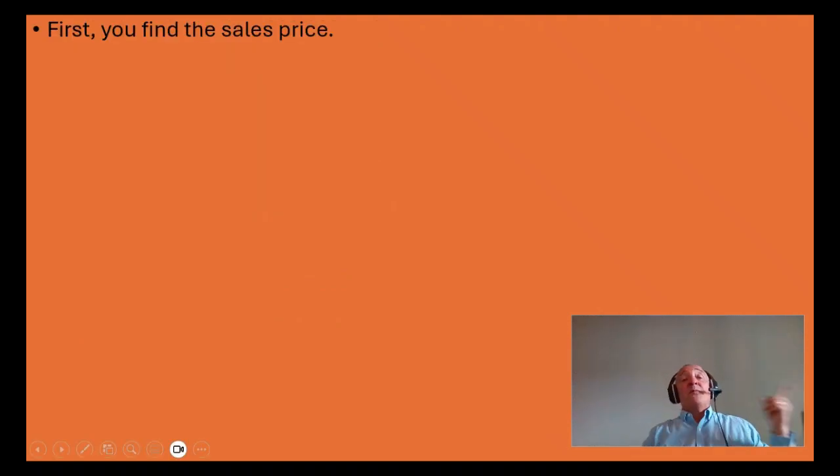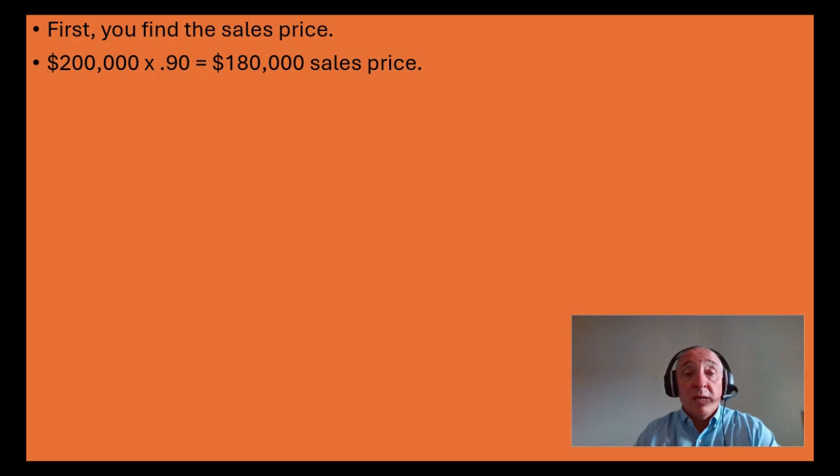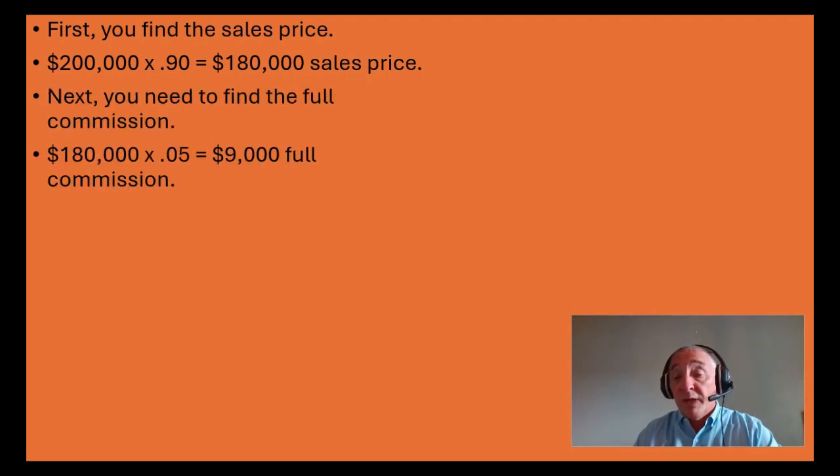First, you have to find the sales price. Remember, the list price was $200,000, but they sold it for 90% of that. So $200,000 times 90% of the list price means the sales price is $180,000. Next, you need to find the full commission. That's $180,000 times 0.05, which is 5%. So that's $9,000 in full commission.